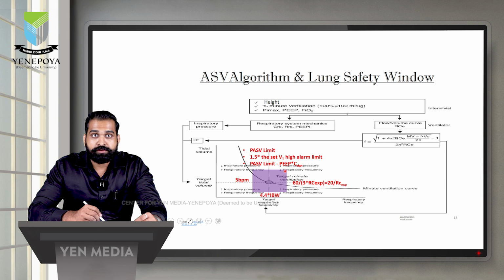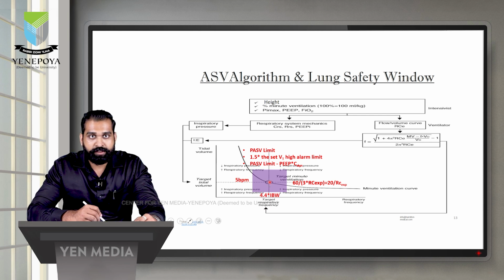The ventilator is going to drop the inspiratory pressure, that is going to progressively bring the patient's volume down, and at a certain point the patient's tidal volume is going to meet the targeted tidal volume. Now, the ventilator is going to drop the respiratory frequency of the patient slowly and progressively. That's going to bring the respiratory frequency of the patient closer to the optimal respiratory frequency.